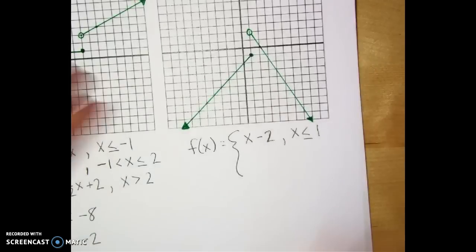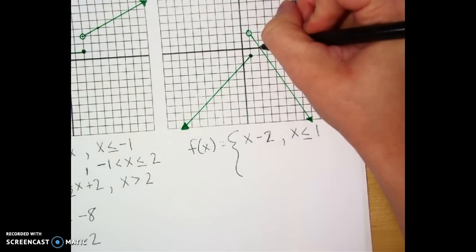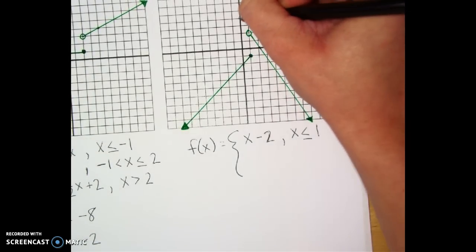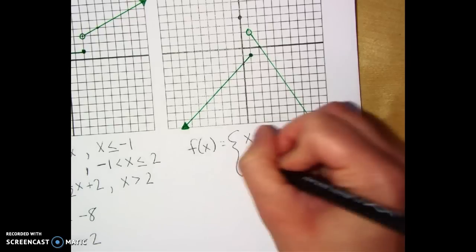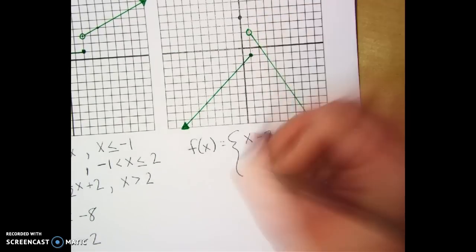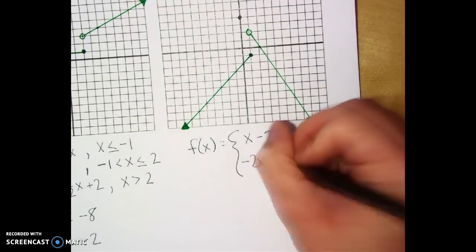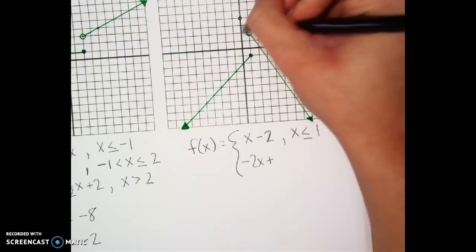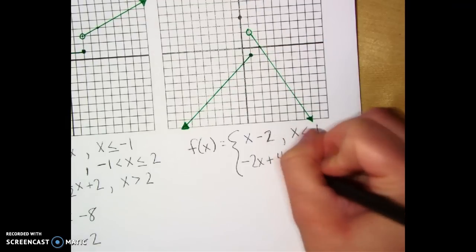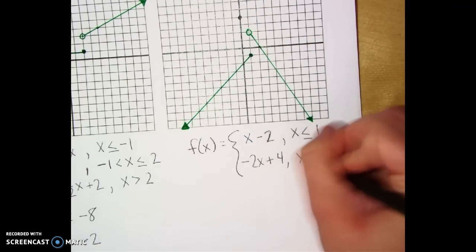And this other line here looks like it's going down 2 over 1. So I'm going to go up 2 over 1 to find the y-intercept. So what did I say? Down 2 over 1. So that's -2x plus the y-intercept is 4, and that's when x is greater than 1.